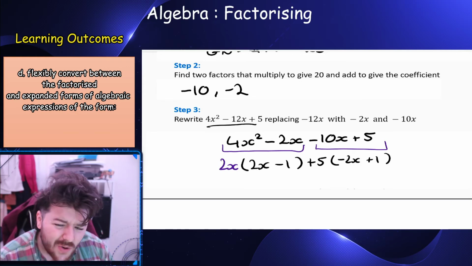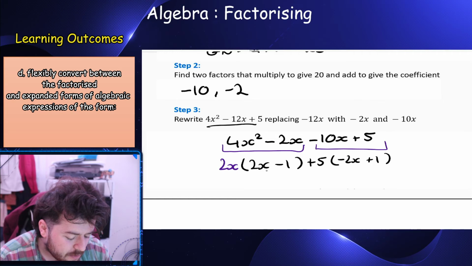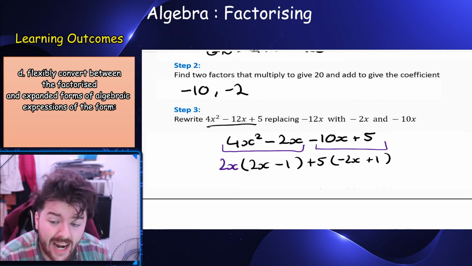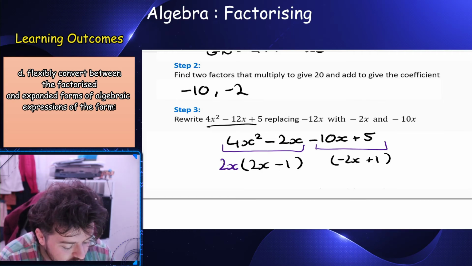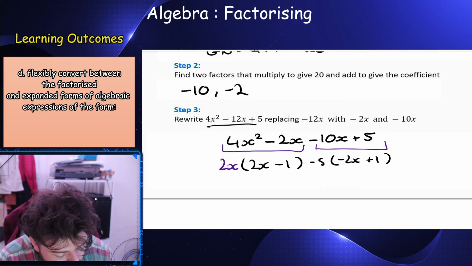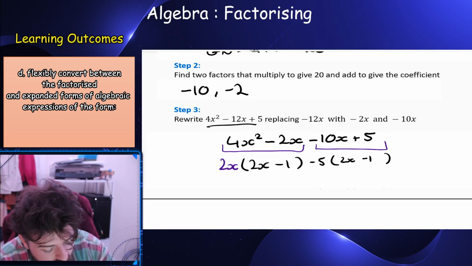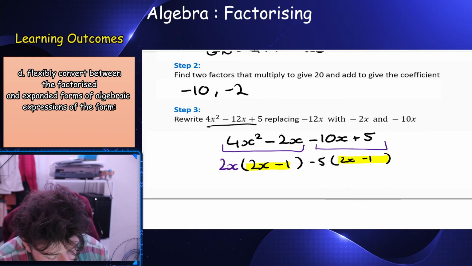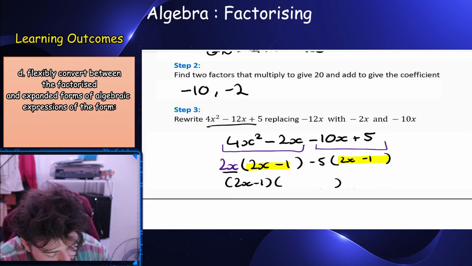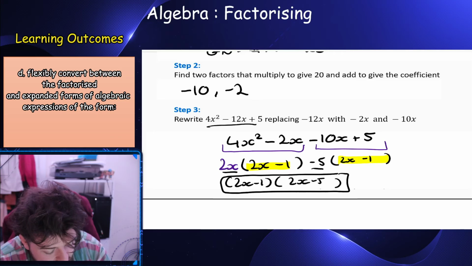Again, so close. I have minus 2x plus 1, 2x minus 1. I need to change the sign. And in order to change the sign in the bracket, I need to change the sign of the number outside the bracket. So if I take out a minus 5 instead, I'm going to be left with 2x minus 1. And then finally, 2x minus 1, both have that in common. Take out a 2x minus 1, and I'm going to be left with 2x minus 5 in my other bracket. And that's us done there for the guide number method.